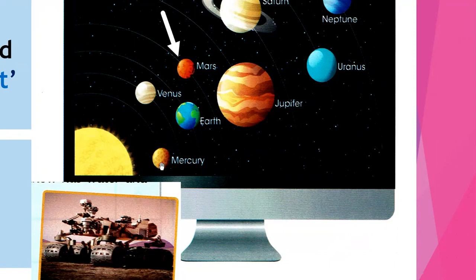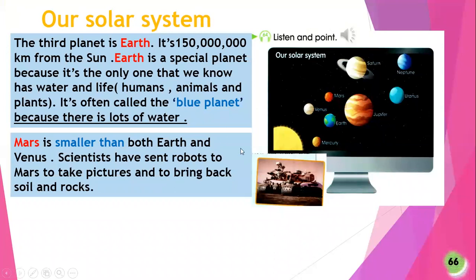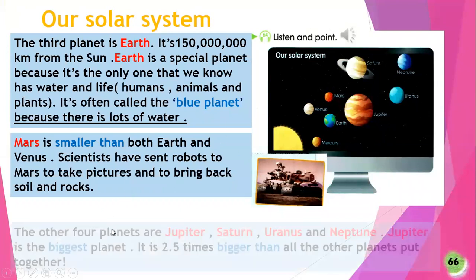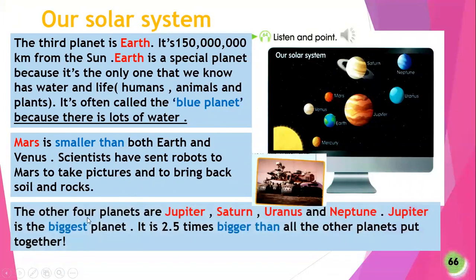So the first planet is Mercury, the second one is Venus, the third one is Earth, and the fourth one is Mars. What about the other planets? The other 4 planets are Jupiter, Saturn, Uranus, and Neptune. Jupiter is the biggest planet. It's 2.5 times bigger than all the other planets put together.